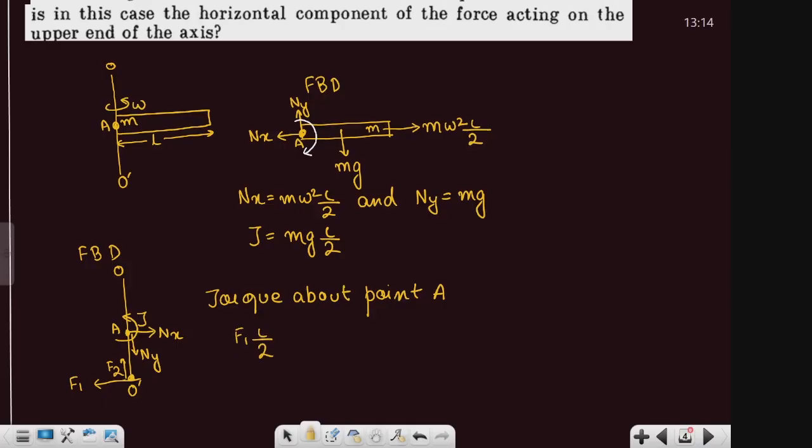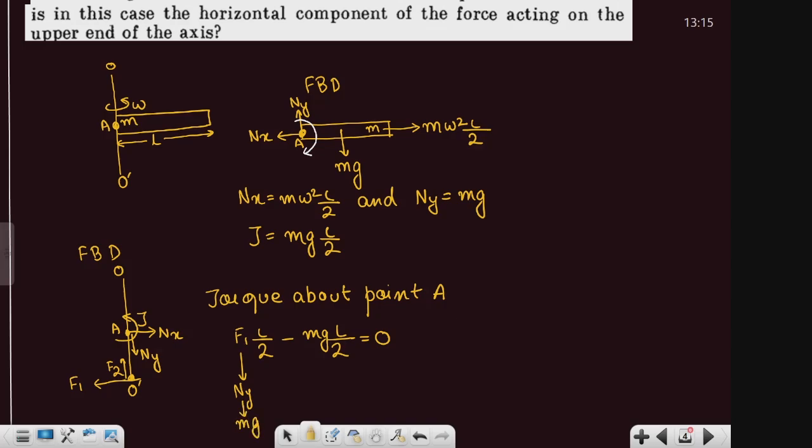minus, how much? This torque is nothing but mg into L by 2. And since this axis should not wobble, the net torque about this point is equal to 0. Now, if I just solve for omega, I'll get my answer. What is the value of F1? The value of F1 is nothing but ny. F1 is equal to ny is equal to mg.